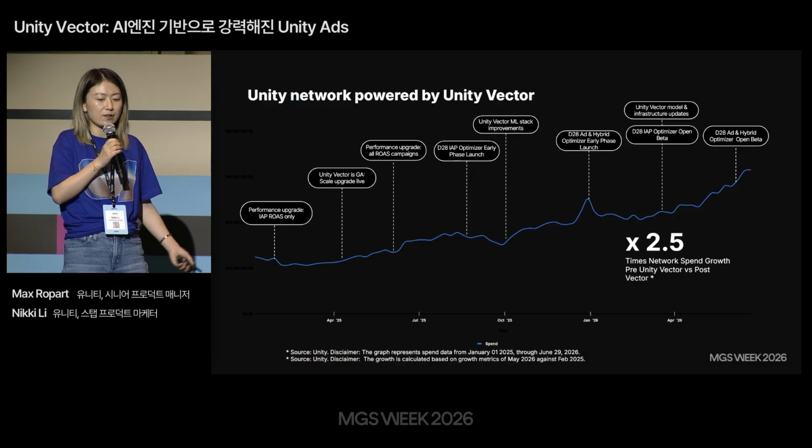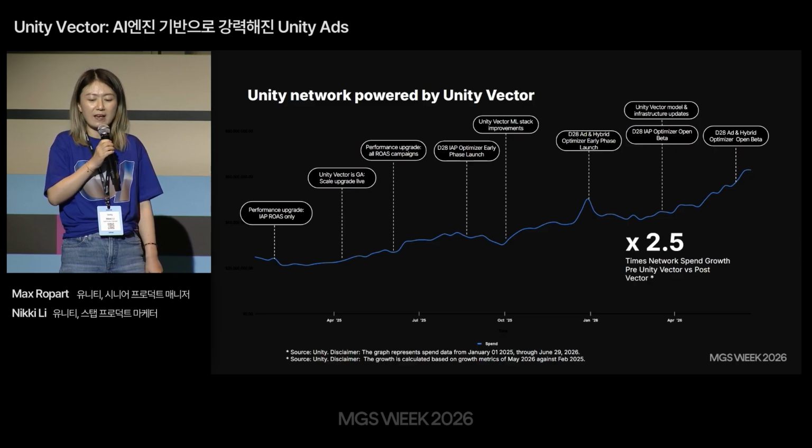Here you can see the scale trend coordinated with relevant Vector milestones. As a reminder, Vector initially rolled out on IAP traffic during early 2025. Moving towards the middle of the year, we completed a few model updates and eventually reached the full ROAS traffic release during mid-2025. 2026 is marked by the D28 beta release for IAP, ad revenue, and hybrid.